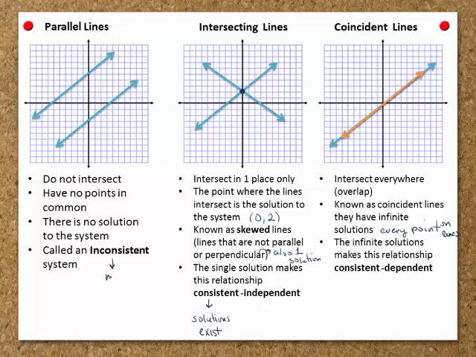Inconsistent means no solutions. Independent means you have two different lines. Dependent means you essentially have one line. But that line possibly has two separate equations.